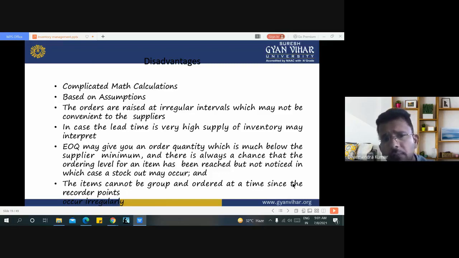Economic order quantity may give you an order quantity which is much below the supplier minimum, and there is always a chance that the ordering level for an item has been reached but not noticed, resulting in a stock out problem. The items can't be grouped and ordered at a time, since the reorder point occurs irregularly. These are the various disadvantages of economic order quantity.